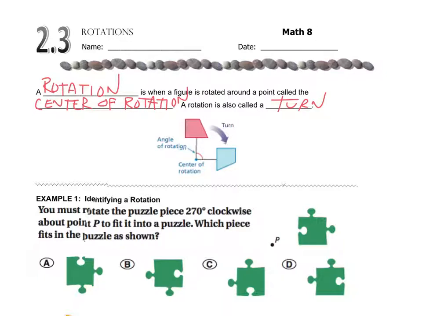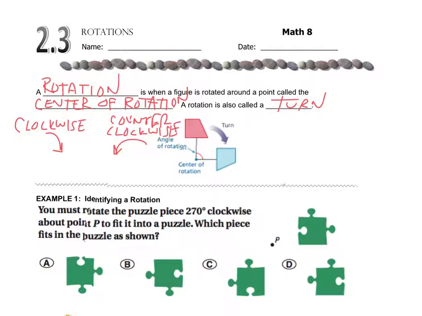A rotation is when a figure is rotated around a point called the center of rotation. So here in the diagram, we've taken this shape and we have turned it around this center. There's a couple of things that we have to talk about. There's the angle of rotation: how far are you turning it? And then there's also the direction: are we turning it to the right, or are we turning it to the left?